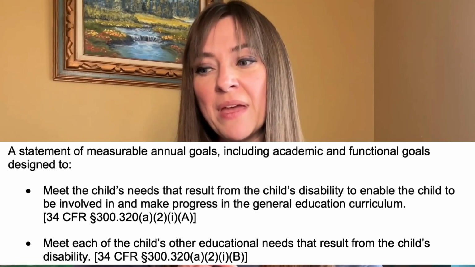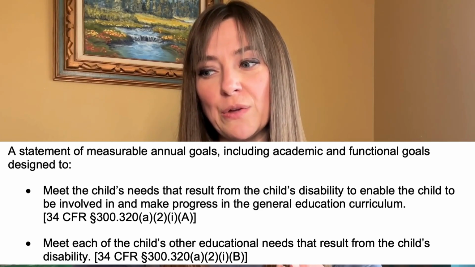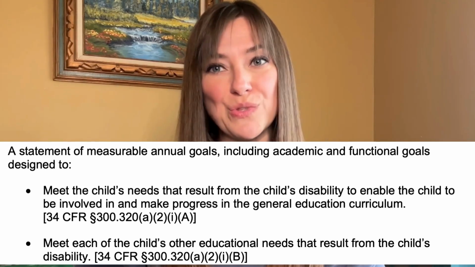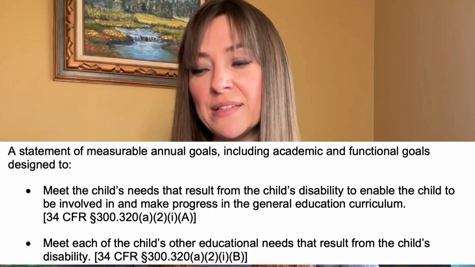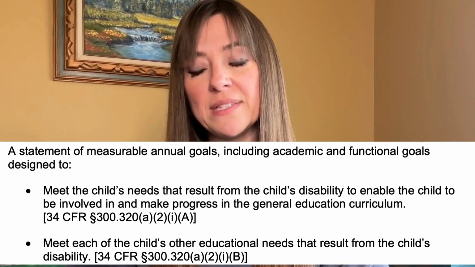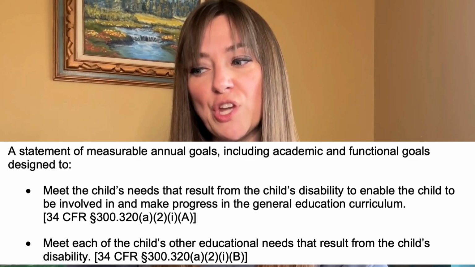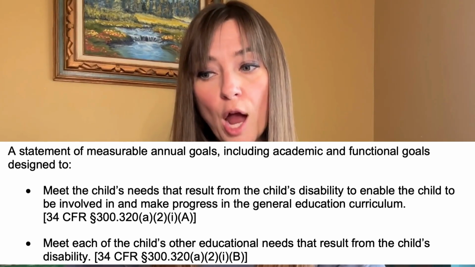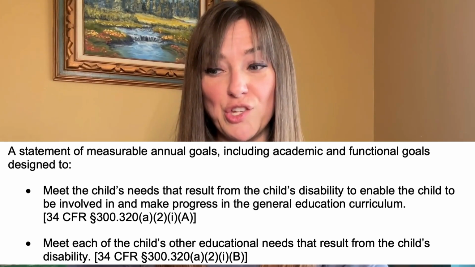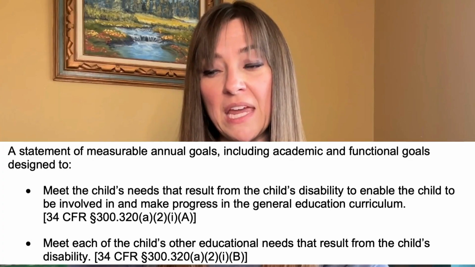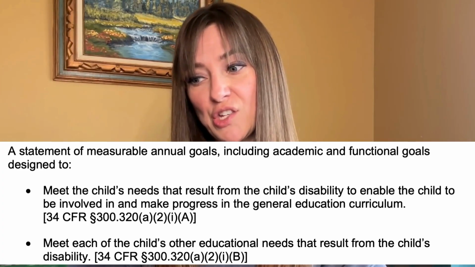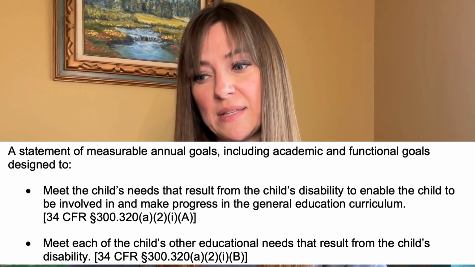Here's the legalese again. It says a statement of measurable annual goals, including academic and functional goals designed to meet the child's needs that result from the child's disability, to enable the child to be involved in and make progress in the general education curriculum and meet each of the child's other educational needs that result of the child's disability.